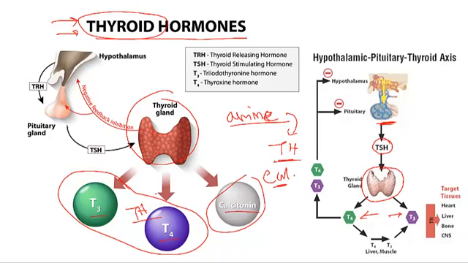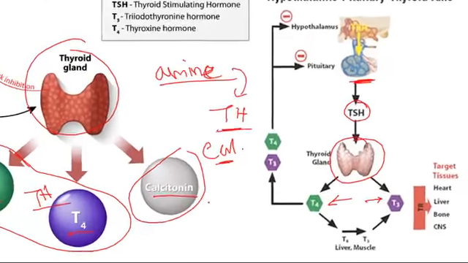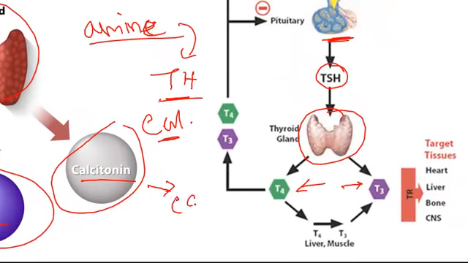They are very essential for the normal growth of our body. They are essential for the development of nervous system and the functionality of the nervous system in adults. And they also amplify the effect of sympathetic nervous system in our body. While calcitonin helps regulate the blood calcium concentration or calcium ion concentration in the blood by inhibiting the osteoclast activity.